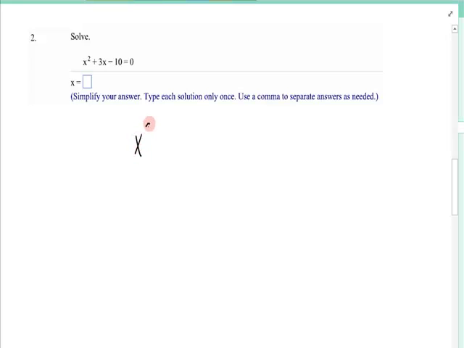I have x squared plus 3x minus 10 is equal to 0. Is it equal to 0? Yes. Is it a quadratic? Yes. Then I can try to use my factoring skills. Don't forget, don't get lazy and leave off the equal 0, because you messed it up if you did. All right, last sign is negative.